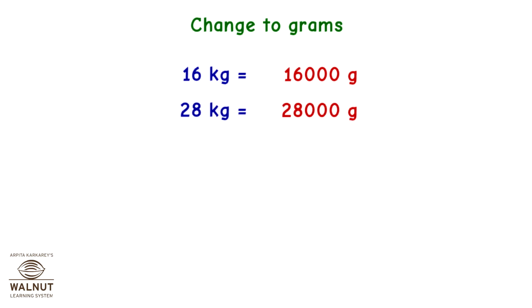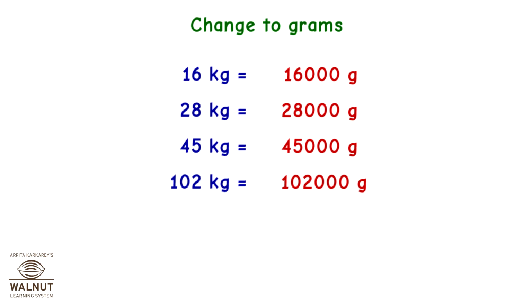Change to grams. 16 kg is equal to 16,000 g. 28 kg is equal to 28,000 g. 45 kg is equal to 45,000 g. 102 kg is equal to 1,02,000 g. 450 kg is equal to 4,50,000 g.